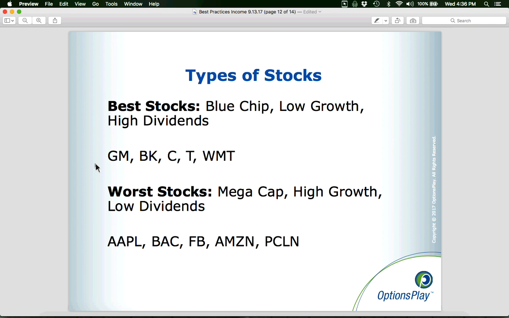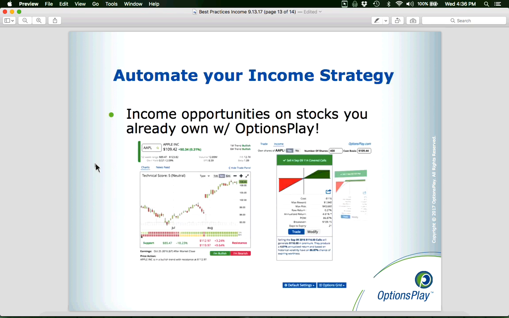And some of the worst stocks are mega cap, high growth, low dividend stocks like Apple, Bank of America, Facebook, Amazon, Priceline. A lot of these tech stocks that have huge growth potential are usually the ones that are worse for covered calls because covered calls limit the upside return, and you generally don't want to limit the upside on some of these high-flying stocks. A lot of times you own these stocks because they appreciate in value very, very quickly. So just keep that in mind. Based on the different stocks in your account, you might want to adjust your strategy for each individual stock.